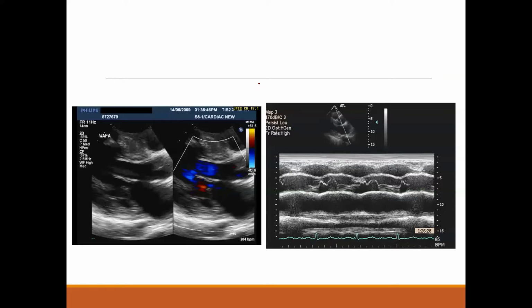If I have a patient with SAM, I'm going to change the valve. If it is severe mitral regurgitation, I'm going for a septal myomectomy. I'm going to change the valve if it is severe mitral regurg due to SAM.